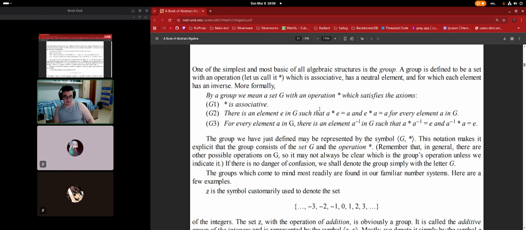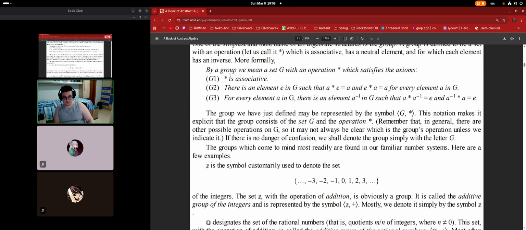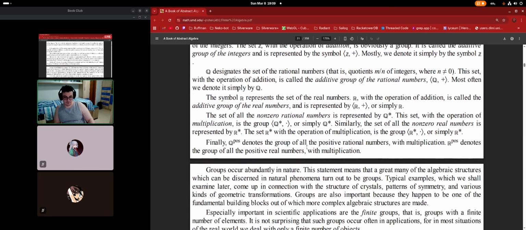And now we have examples, right? So, for example, this integer set, and we have addition, which combined with this set forms a group because addition is associative. There is a neutral element in respect to the set and the operation itself. And in regards to the operation, each element has an inverse. So then there's a bunch of examples of rationals and stuff.